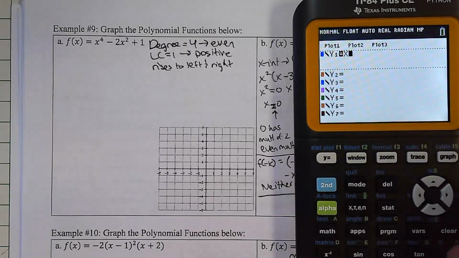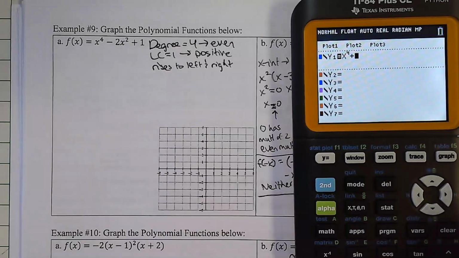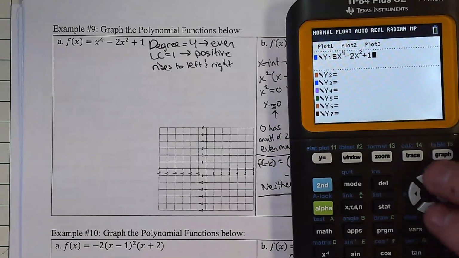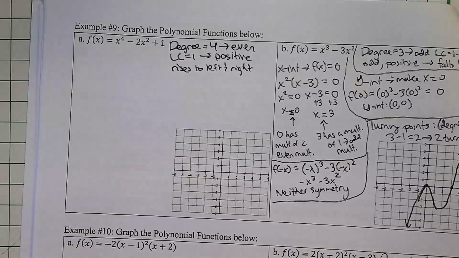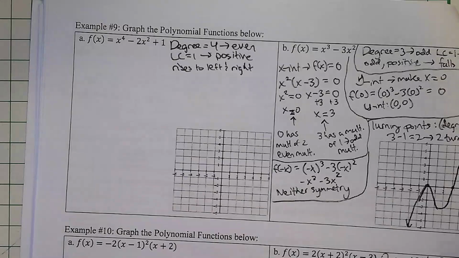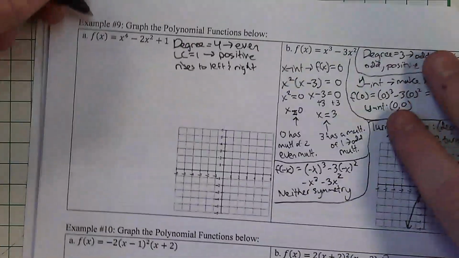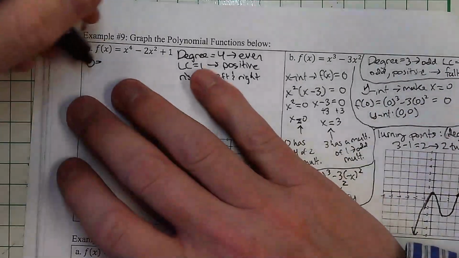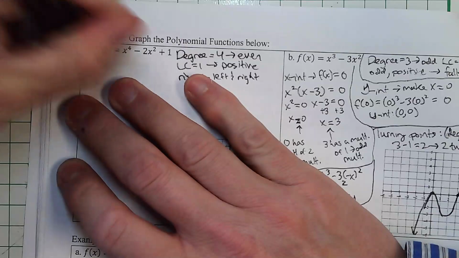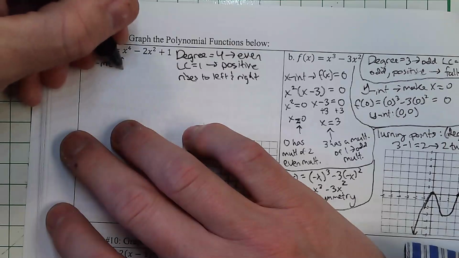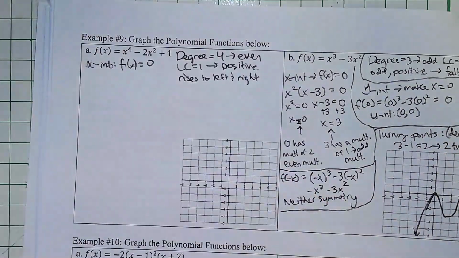Minus. So we're sketching this. Next, we want to find the x-intercept. So the x-intercept, you make it equal 0. Find the x-intercepts. Now, could you cheat on this? You could cheat on this.